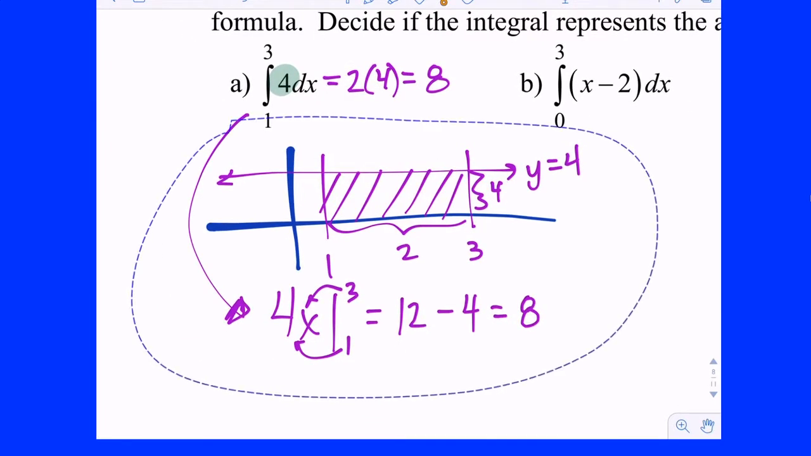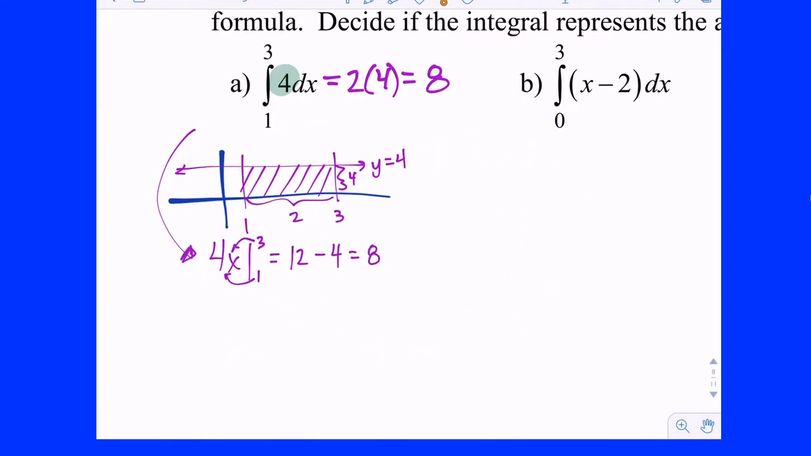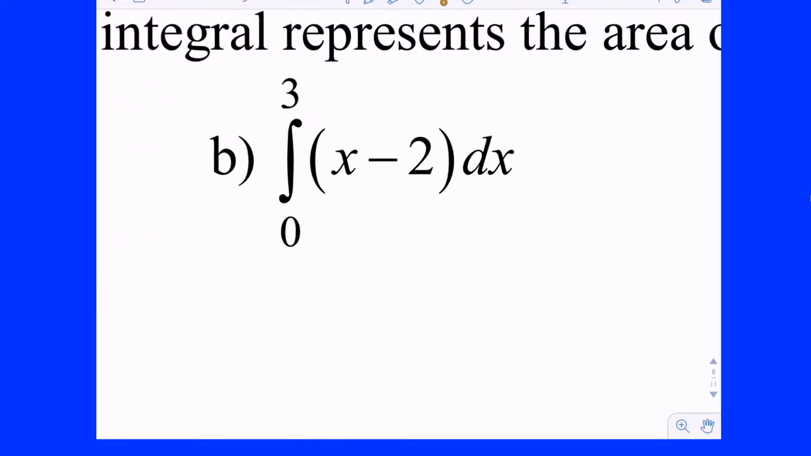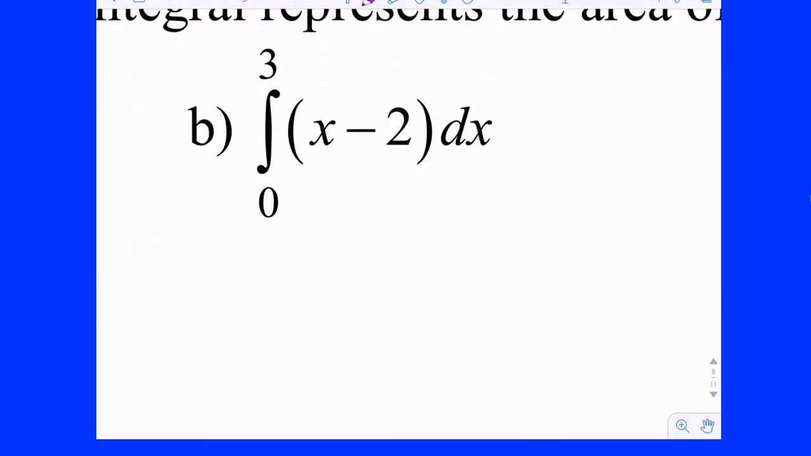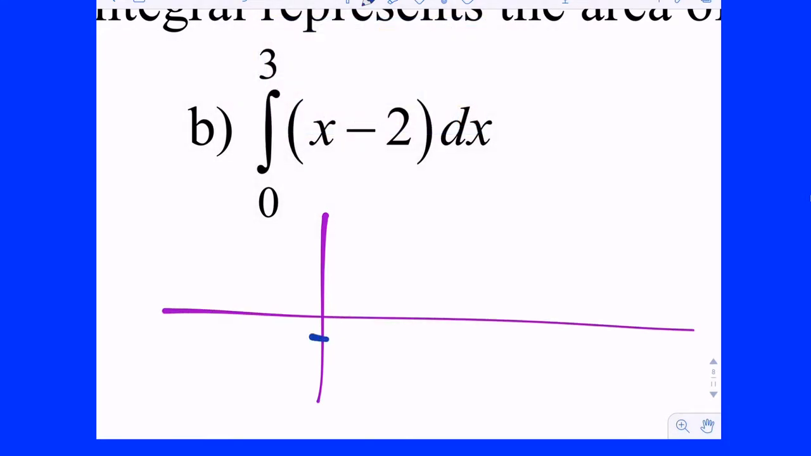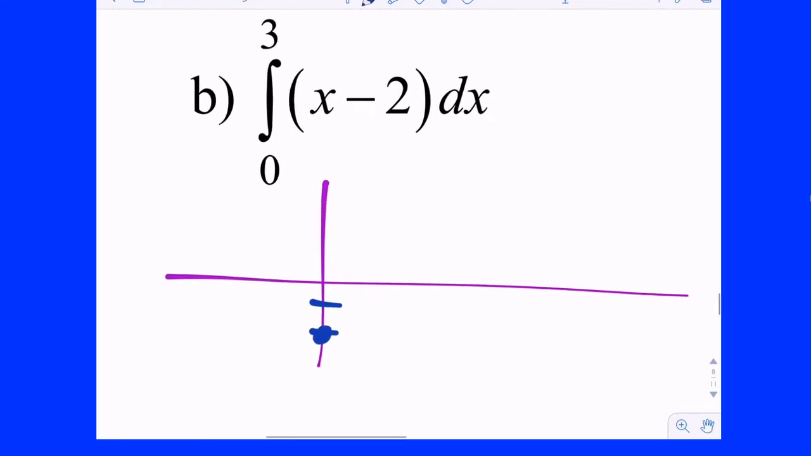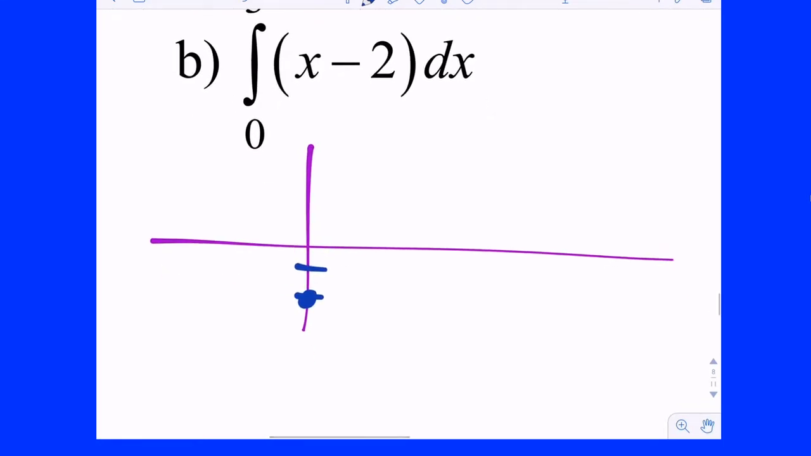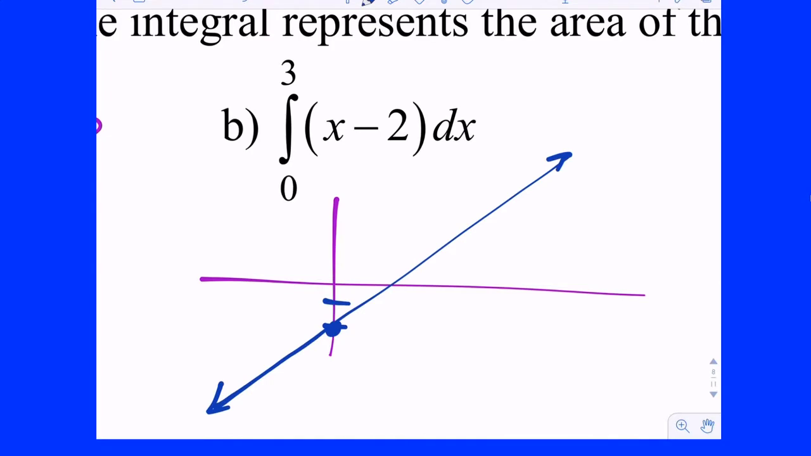All right. Sometimes you're going to prefer to do it by interpreting it as an area because the equation is either going to be really hard to come up with or very hard to anti-differentiate. All right, here we go. The integral from 0 to 3 of x minus 2. What's the graph of x minus 2 look like? That's right. A line. So the y-intercept of negative 2 and a slope of 1. So it looks something like that. And we're integrating from 0 to 3. So 0 is right here.